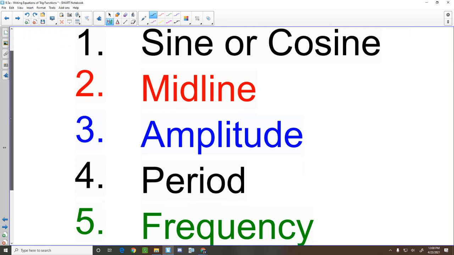So there's 5 things we need to figure out. First, we need to know what wave it is. Is it a sine wave or a cosine wave? Remember, the difference between those two is just the starting point for the most part. Find the midline, the amplitude, the period. We get that from the graph, but remember, then you use the period to calculate the frequency. And that's what's actually going to go into your equation.